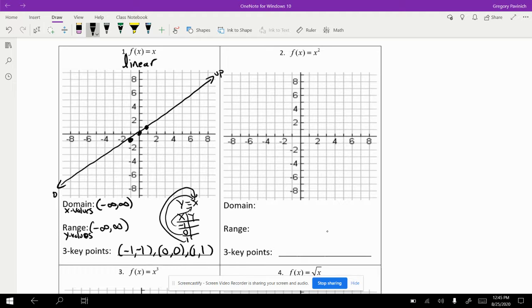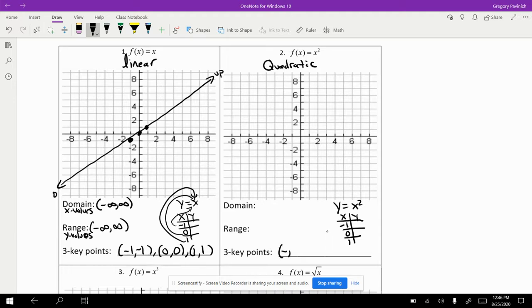Okay, my next one is x squared, and that is our quadratic. Probably learned those in Algebra 1. And we're going to do the same thing. All right, y is equal to x squared. Make a little table, and they're going to be the same 3 input values. So we're going to use -1, 0, and 1 for our input values where possible.